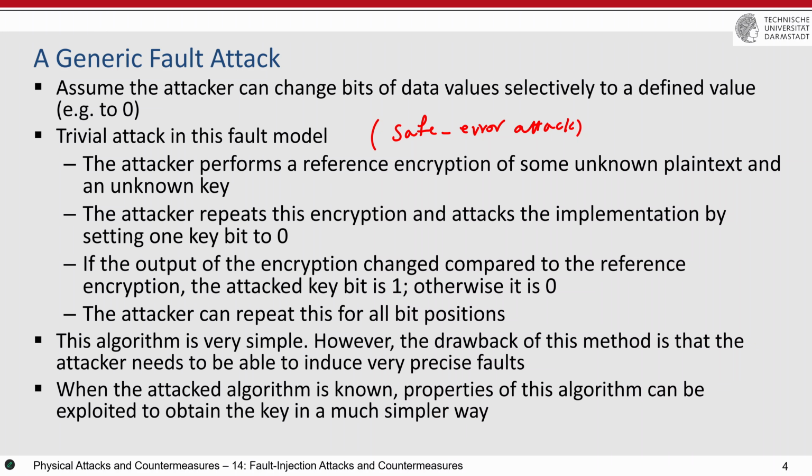For that reason, we have to get away from this trivial attack model and try to do something else when the attacked algorithm is known, because what you have seen was completely independent of the cryptographic algorithm. It was just on some bits of the key. If we know the algorithm, some properties of the algorithm can be exploited to perform the attack in a much simpler way. Simpler means with a more relaxed fault model. We don't need that precise fault injection.